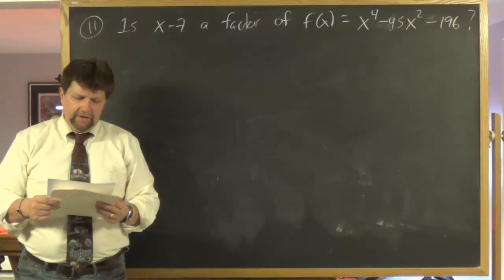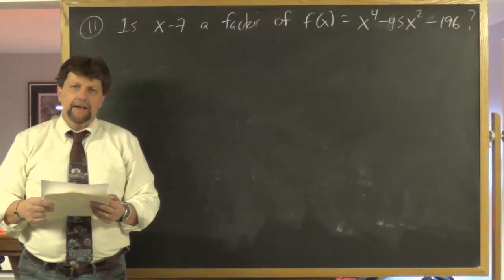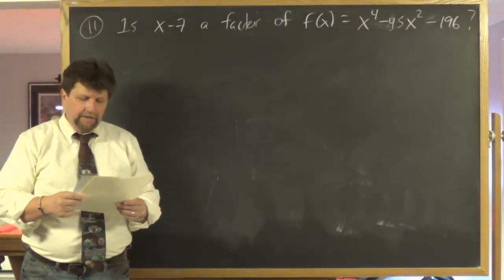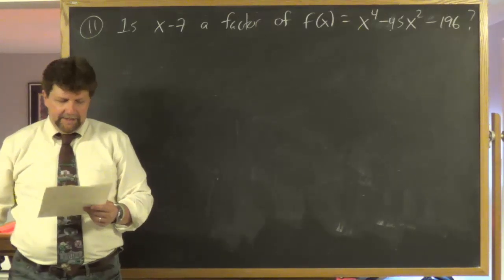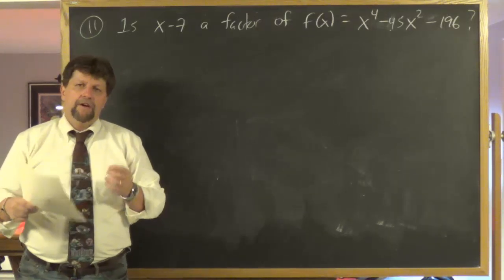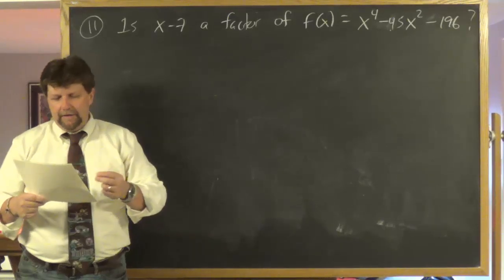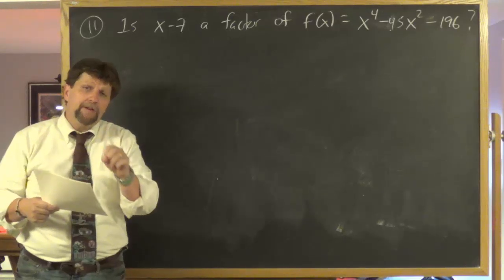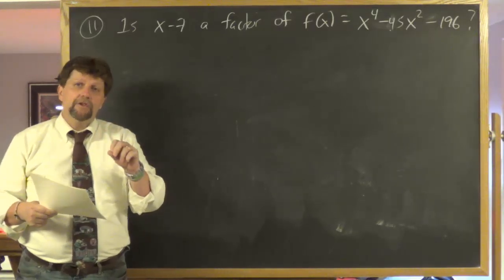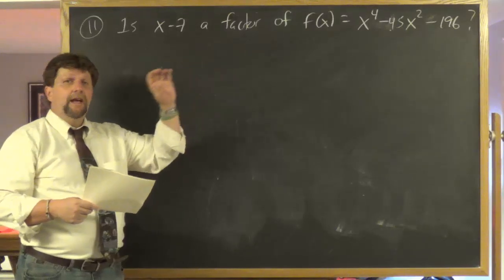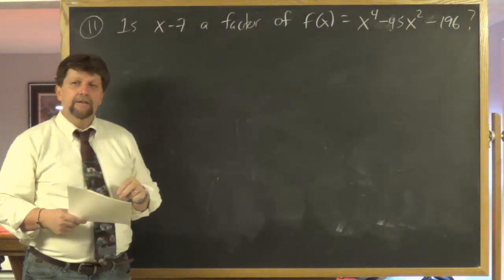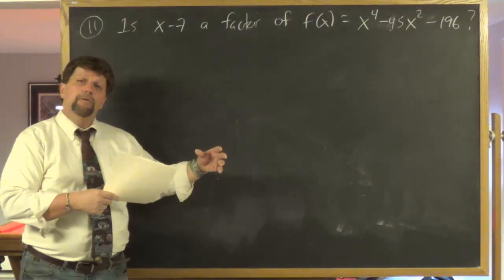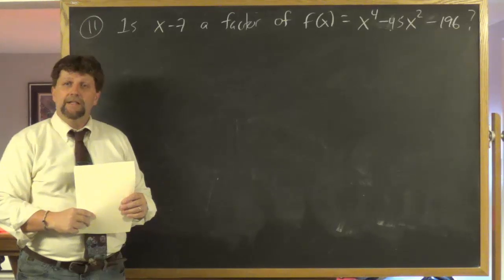It says use the factor theorem to determine if x minus 7 is a factor of the function x to the fourth minus 45x squared minus 196. Very short and sweet. Factor theorem, remainder theorem, I'm really using both of them together. Remember the remainder theorem? It tells you that if you evaluate the function at 7, what comes out tells you the remainder if you were to crank it through synthetic division.